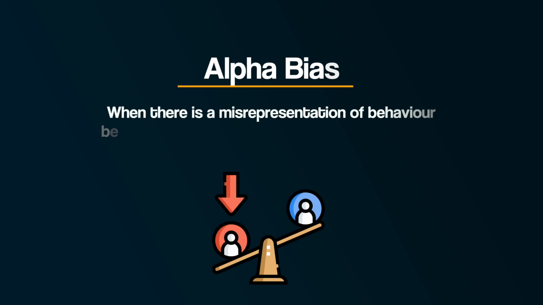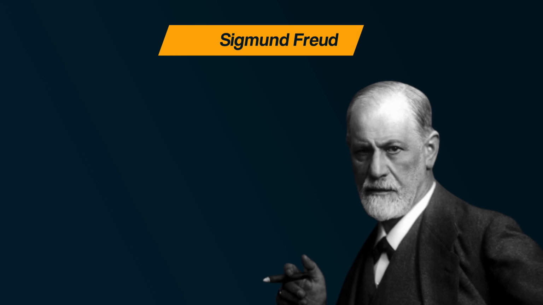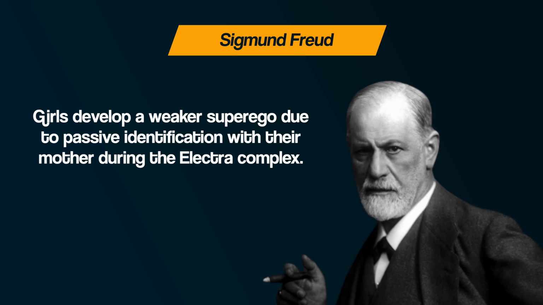Alpha bias. This is when there is a misrepresentation of behaviour because researchers overestimate or exaggerate differences between men and women. An example of alpha bias is found in Freud's psychodynamic theory, where he argued that girls develop a weaker superego due to passive identification with their mother during the Electra complex.